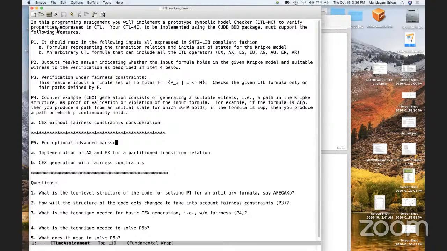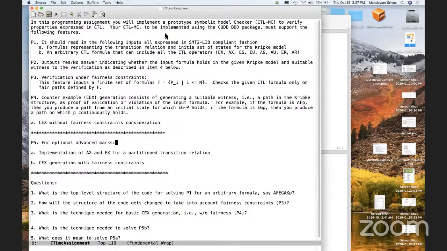In the past, I have had the class implement a prototype of a CTL model checker. It's the first time I'm having the class implement the model checker with a fairly extended scope. So you will have the benefit of learning and implementing an extended set of features of the model checker. So it should be fun, I hope. In this programming assignment, you will be implementing a simple symbolic model checker, call it CTLMC, to verify properties expressed in CTL.